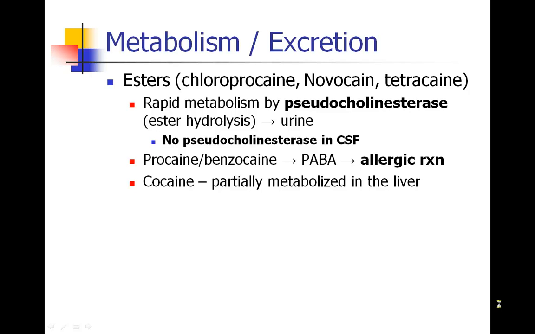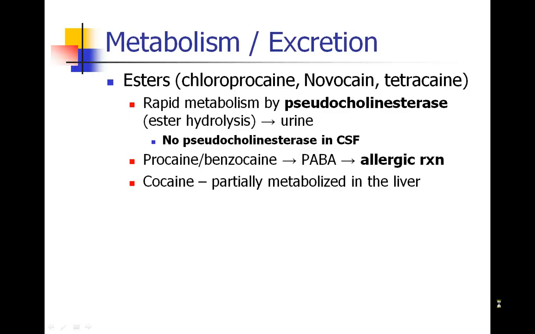There are two kinds of local anesthetics, as I mentioned before. The first are esters. The esters are chloroprocaine, novocaine, and tetracaine, for example. These drugs are metabolized by pseudocholinesterase, and this makes the third drug in anesthesia that is metabolized by pseudocholinesterase. The three drugs are succinylcholine, mivacurium, and now ester local anesthetics.